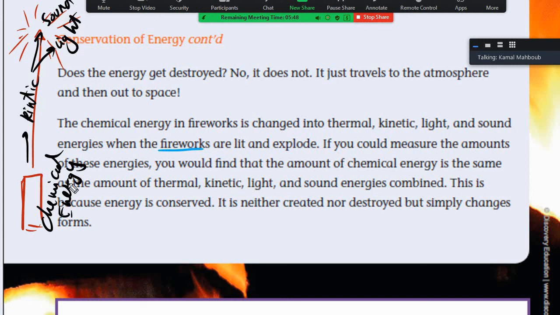But at the end, the energy is still the same amount. Neither created nor destroyed, but a change of form from one to another, like that, guys. So the amount of energy stays the same. That is the main meaning of the conservation of energy. Okay, guys.